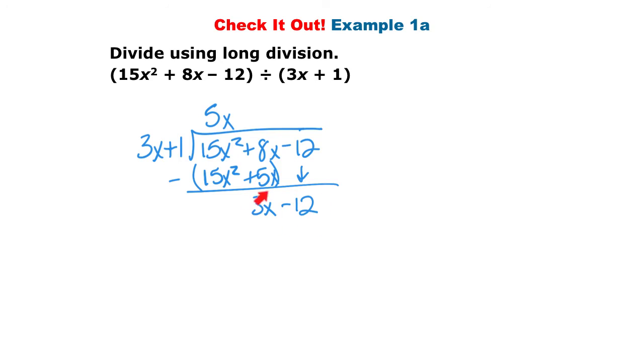Okay, here's what I have so far. Check your work with what we've done. And now I'm wondering 3x times what gets me 3x? And that's going to be plus 1. So then 1 times 3x will be 3x. 1 times 1 will be 1.